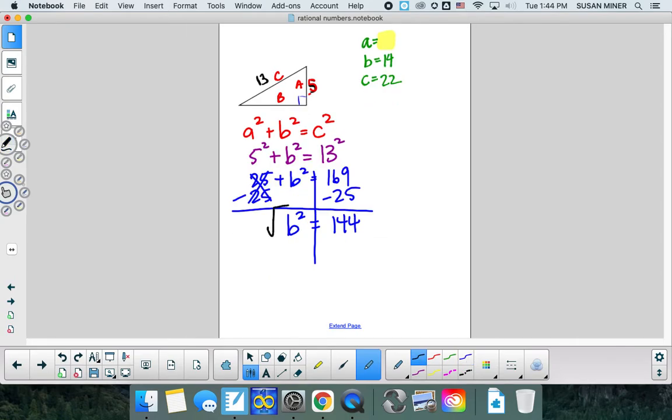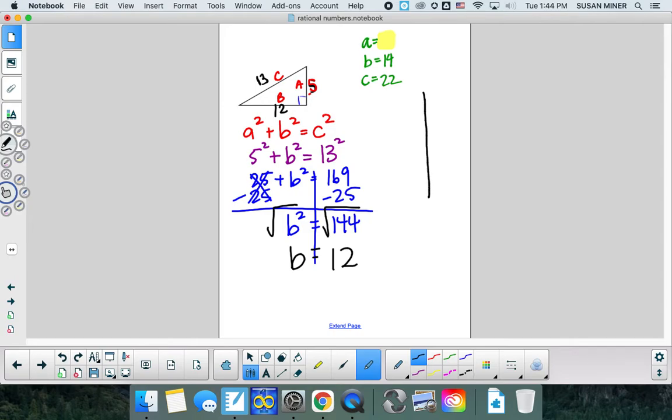Now I can take the square root of both sides, and B is equal to 12. I know now that the side length of that right triangle is 12. So I can use my Pythagorean theorem and just substitute in the values that I know and solve the equation to find the missing side length.